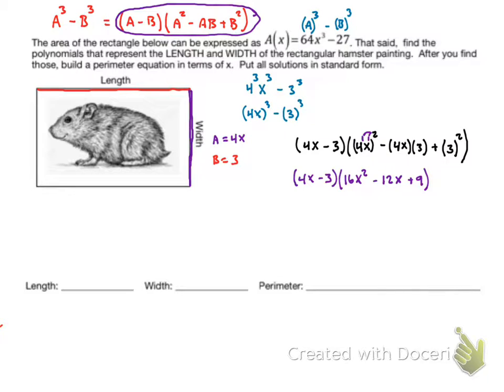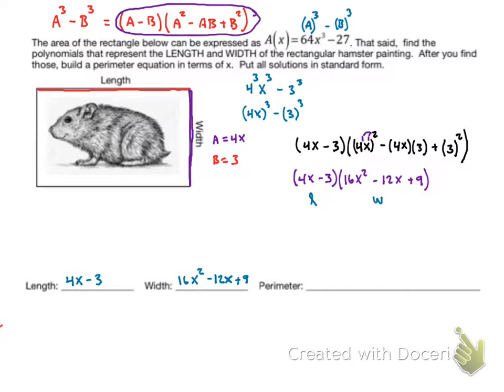So finally, this gives us our length and our width. If we're looking at this here, this is our length, this is our width, or vice versa, whichever one you choose. When it's multiplication, it doesn't matter. So I'm going to say this is my length, and this is my width. My length is 4x minus 3, and my width is 16x squared minus 12x plus 9.